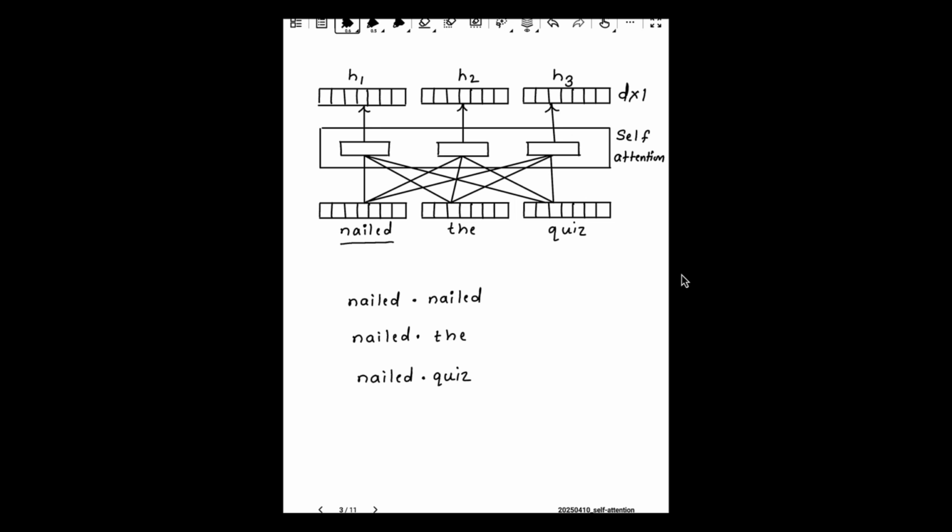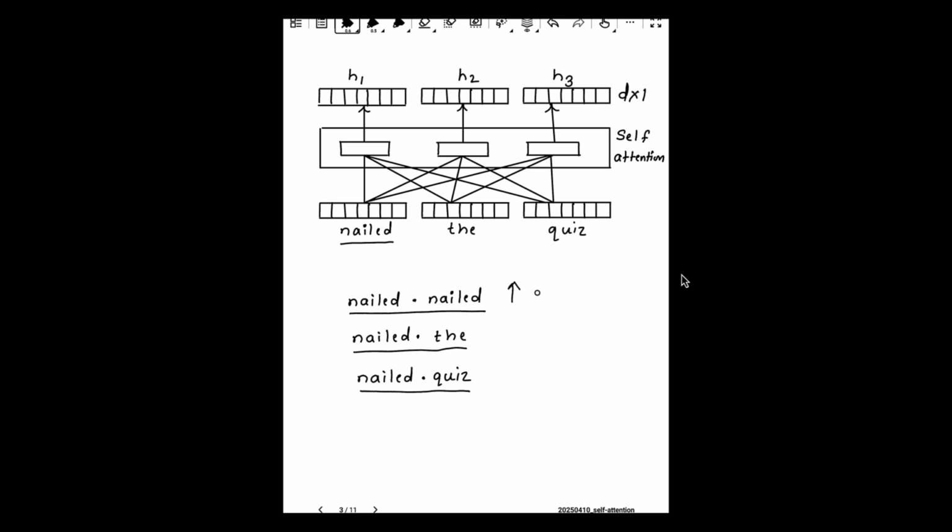We might try taking the dot product between this input representation of "nailed" and all tokens in this sequence. So my first dot product is going to be the input representation of "nailed" with itself. My second dot product is going to be between the input representation of "nailed" and the input representation of "the". And my third dot product is the input representation of "nailed" and the input representation of "quiz". Now, which dot product will likely be the highest?